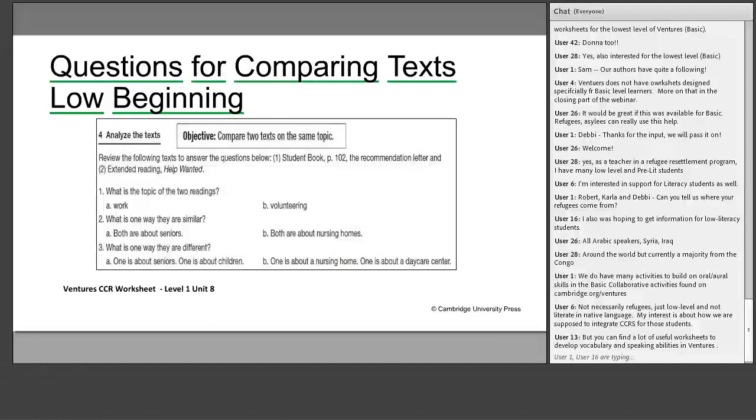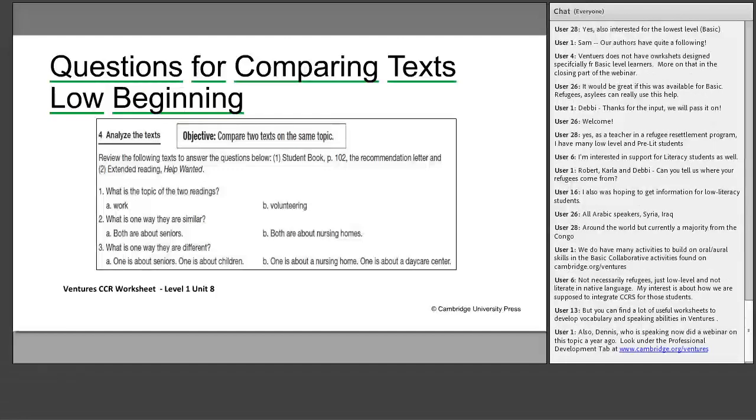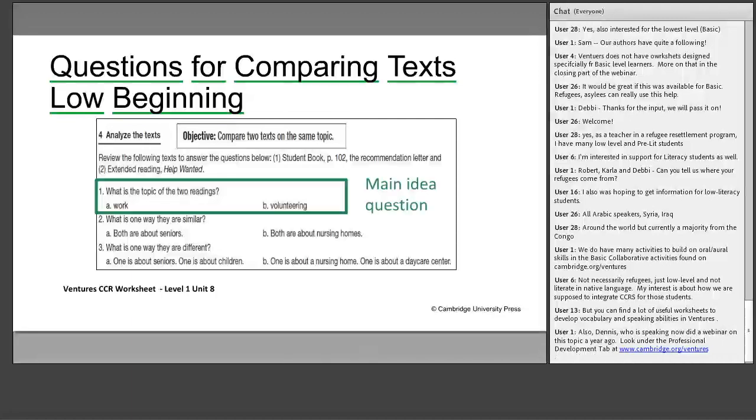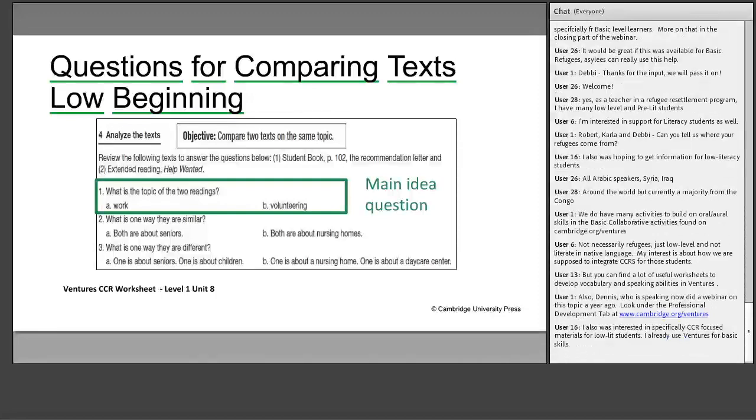Right after the reading on the CCR worksheet, there is a section called Analyze the Texts. To answer the questions, students must be familiar with both the reading in the student's book and the reading in the worksheet. At the top, the objective is stated. Compare two or more texts on the same topic. Notice that the first question is the main idea question. What is the topic of the two readings? Students can choose the answer from two choices.